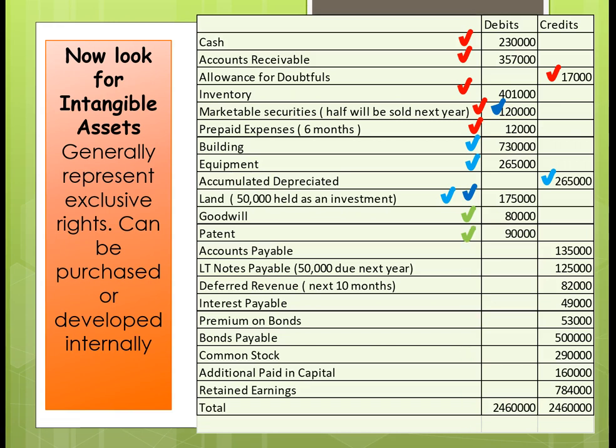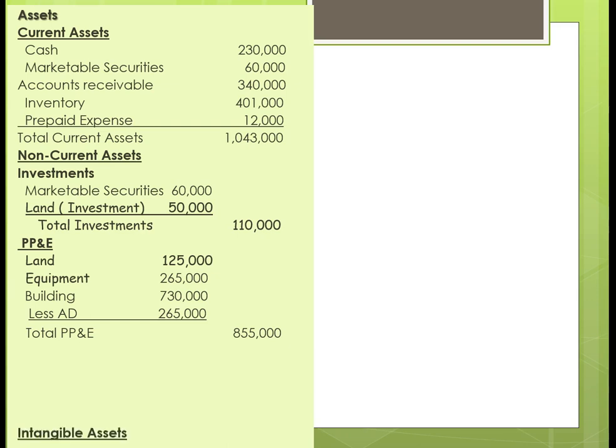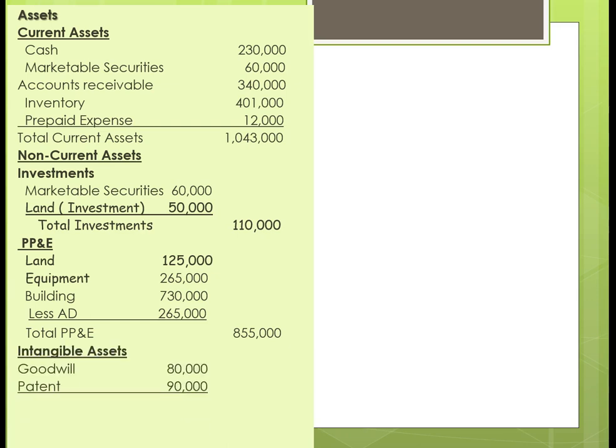And we have our patents. Now, the thing to know about patents, they're always shown net of amortization. We amortize patents, and we always take it directly against the patent account. There is no accumulated amortization. It reduces the value of the patent that's shown on the books. Now we can do the rest of the asset portion of our balance sheet. So our goodwill, our patent, and now we know that our liabilities and equity must equal $2,178,000.